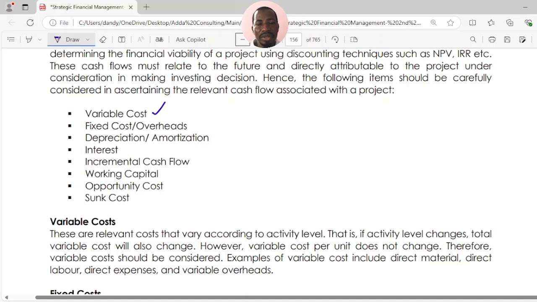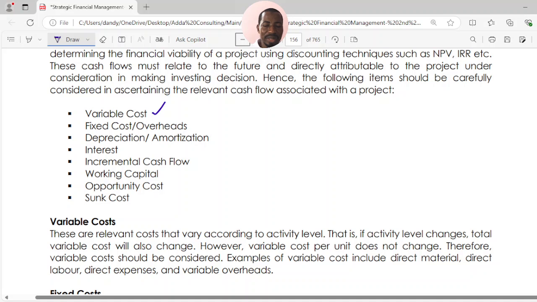Even though variable cost per unit is constant, it's not changing, total variable cost will change depending on the activity level. All right. So what are the examples of variable cost? One is direct material cost, direct labor cost, direct expenses, and then variable production overhead. Those are the four examples of variable cost. So when you see any of those four elements in a question, you should know that they are relevant. You have to account for them. Variable costs are relevant and should be included when determining financial viability of a project.